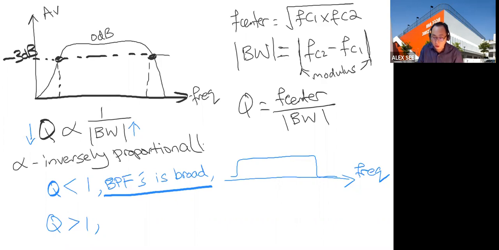Q can be used. You will be asked to calculate Q. Let's say if your bandwidth goes down, your Q will go up. You see what I mean? There are two different conditions here. If your bandwidth goes down, your Q will go up. If Q goes up, it means your Q could be greater than 1, or in excess of 10, more than 10. So that means your bandpass filter is narrow.